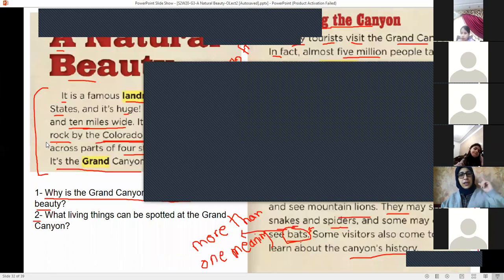Landmark. Another one is the Statue of Liberty. They said it's been welcoming immigrants, people who used to sail to America. The first thing they will see is the Statue of Liberty. And the last one is the Grand Canyon. Many people used to live in the Grand Canyon. Guys, this is the end.